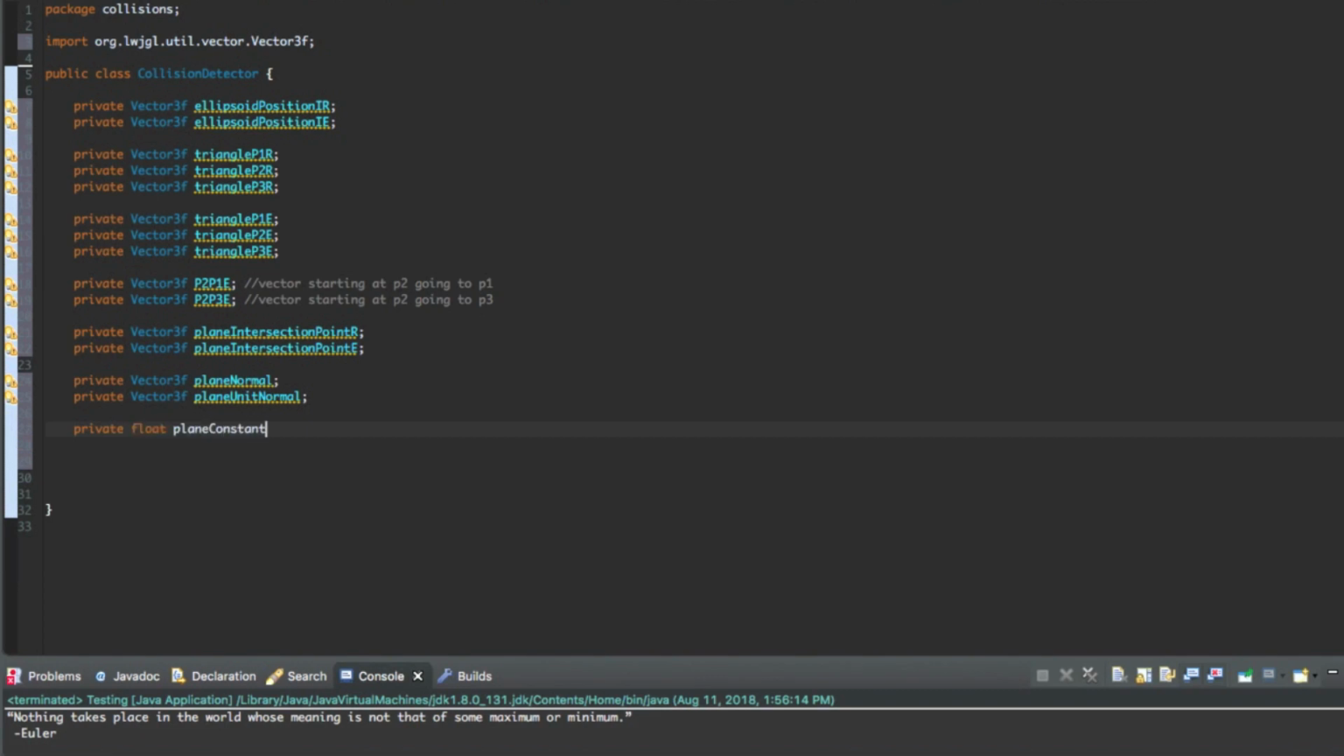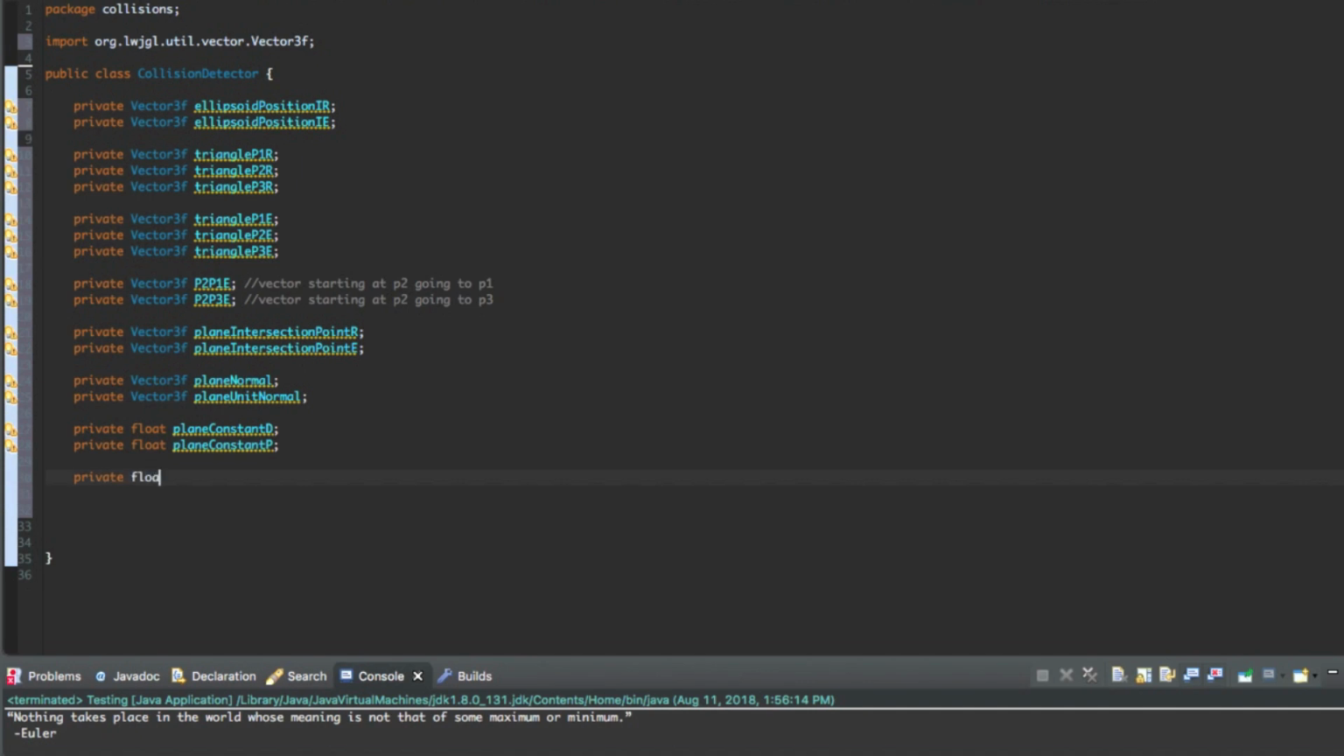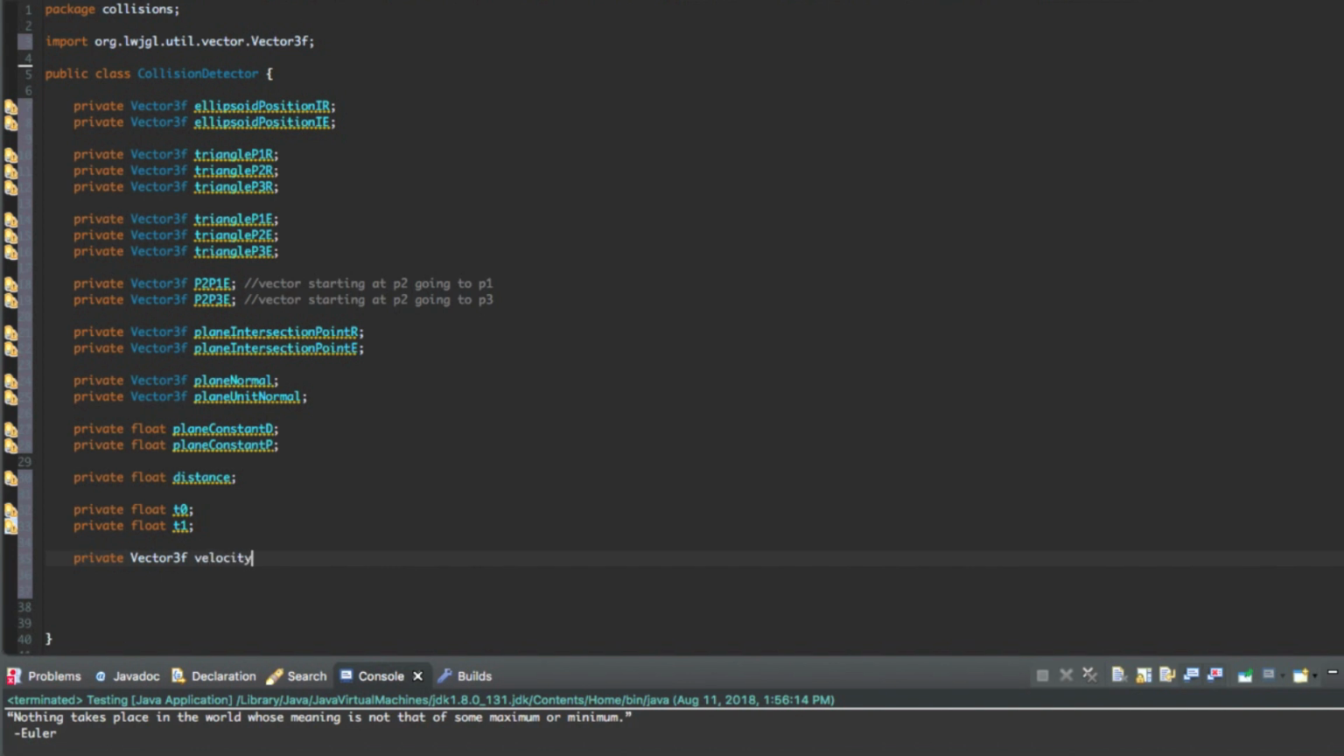Next, we will need 2 floats, and these are going to be the plane constant d and the plane constant p, and we'll use these in our calculations later. I'll describe them later. We'll need a float for the distance, and we'll need floats for the times at which the sphere is intersecting the plane, so we'll call those t0 and t1. We'll also need a Vector3f for the velocity in real space, and of course we'll need one for the velocity in E space as well.